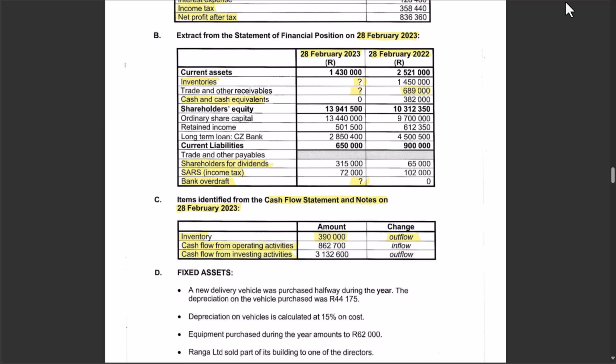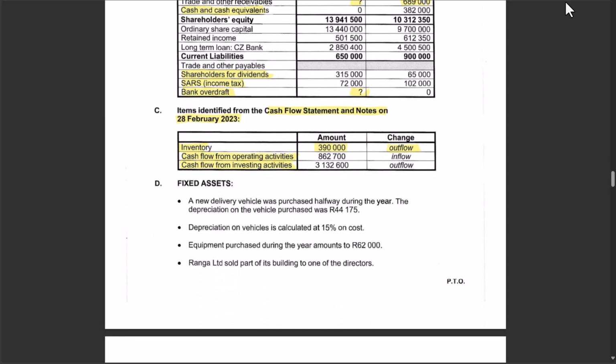So you have operating activities, investing activities, then financing activities, which you are required to calculate. Fixed asset: a new delivery vehicle was purchased halfway during the year. The depreciation on the vehicle purchased was 44,175. Depreciation on vehicle is calculated at 15% per annum on cost.